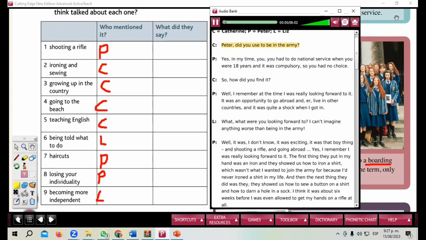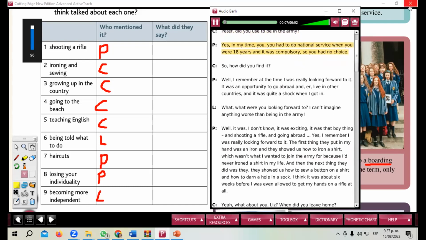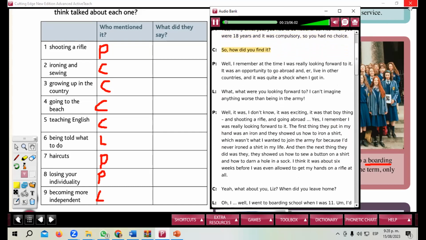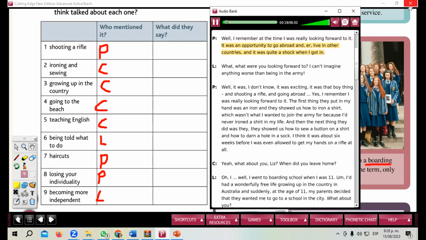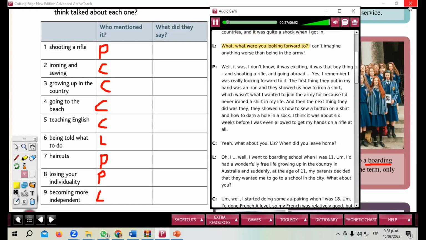Peter, did you used to be in the army? Yes, in my time you had to do national service when you were 18 years and it was compulsory, so you had no choice. So how did you find it? Well, I remember at the time I was really looking forward to it. It was an opportunity to go abroad and live in other countries, and it was quite a shock when I got in.